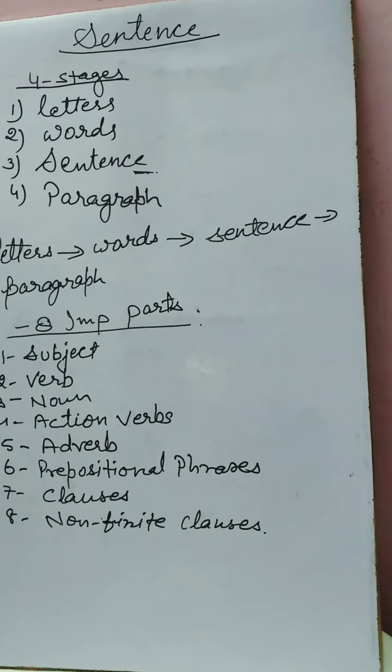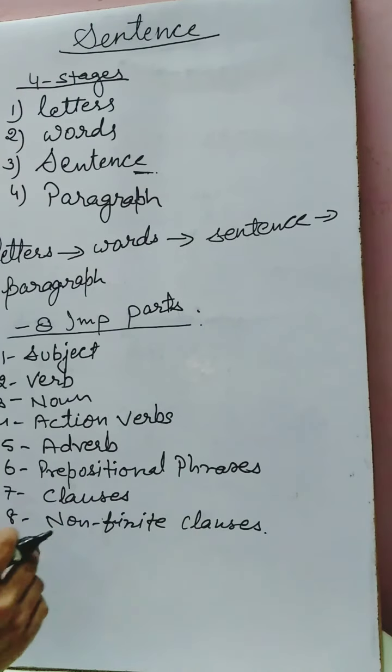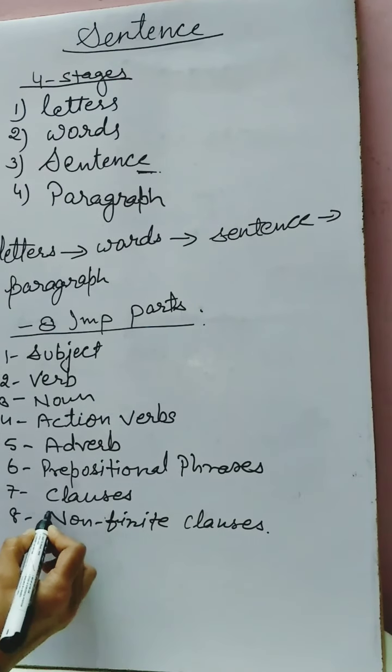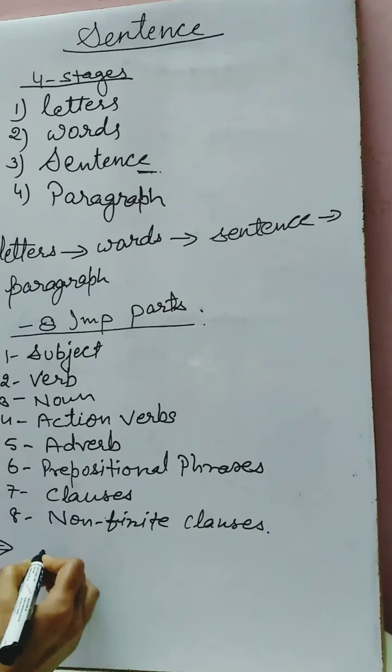Now, students, do you know what is the simplest sentence and what does every sentence need? सबसे सिंपल सेंटेंस क्या होता है और किसी भी सेंटेंस को बनाने के लिए किस चीज़ की आवश्यकता होती है? Every sentence needs a verb. Verb is very important for the formation of the sentence.